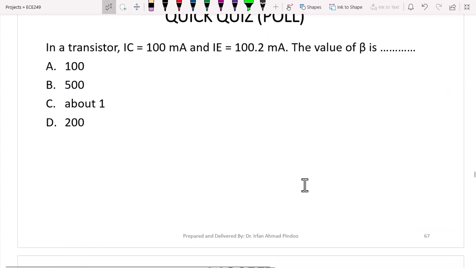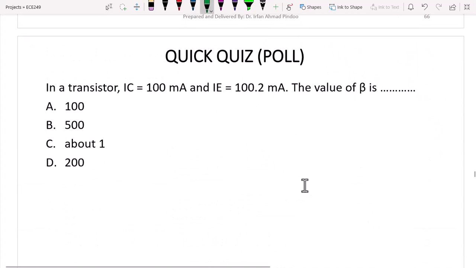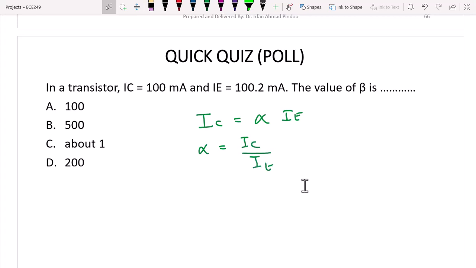Alright. Suppose the question gives IC as 100 and IE as this much, and asks for the value of beta. In this case, first of all we find the alpha value. IC is equal to alpha IE, so alpha will be IC over IE, which is 100 upon 100.2 milliampere. Both of them are milli. So what is 100 upon 100.2?